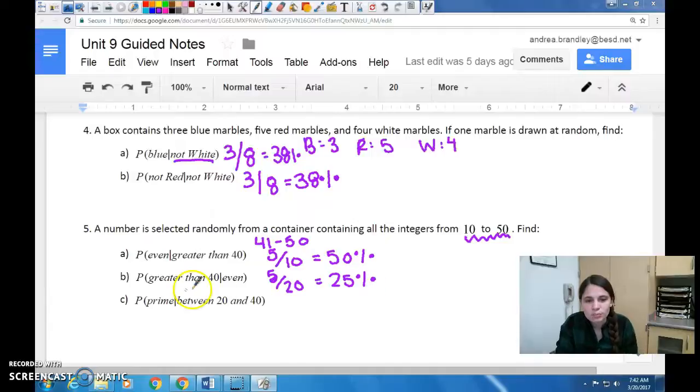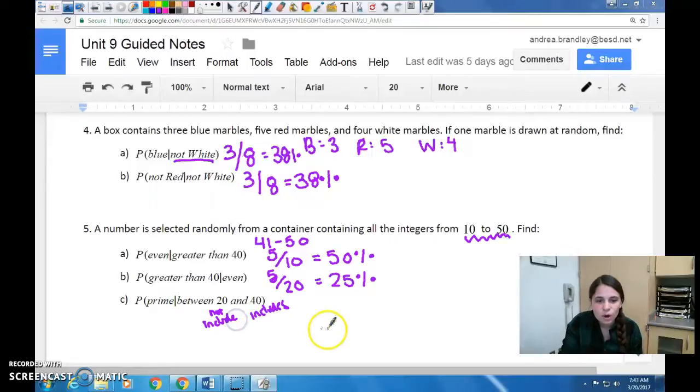And the last one is the probability that it's prime if it's between 20 and 40. We're going to say that this includes 40 and does not include 20, just because "between" is kind of a hard thing to decide what it means. So if it doesn't include 20 and includes 40, there's 20 total numbers if I count from 21 to 40.